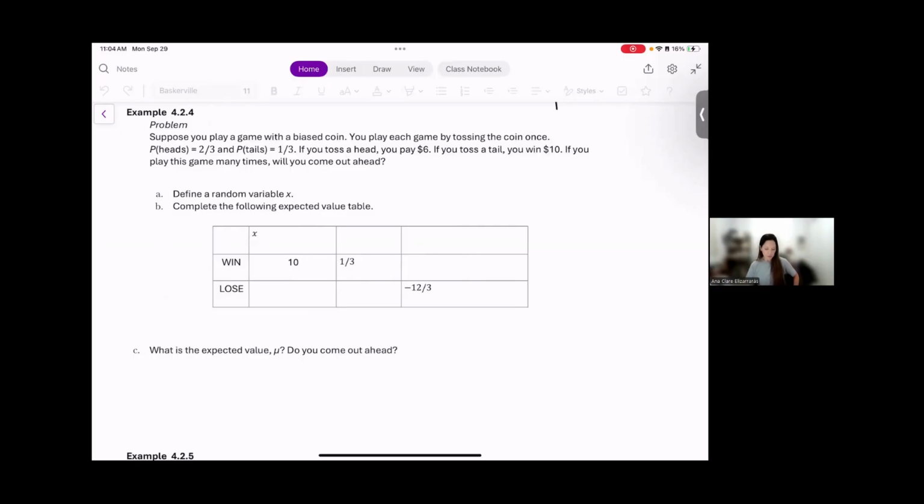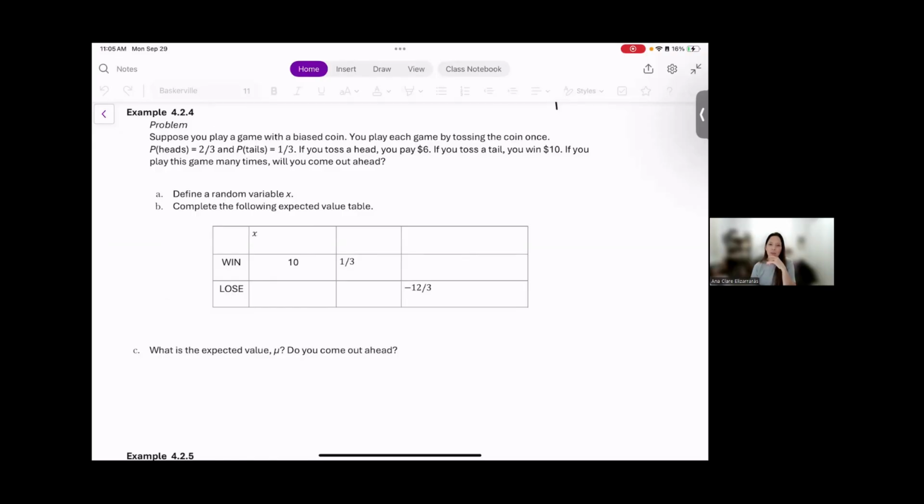For this example, suppose we're playing a game with a biased coin. What that means for a biased coin is that when you flip the coin, it's not equally likely to be heads and tails. Right now, you play each game by tossing the coin once, and the probability of heads is actually 2/3. So you're more likely to land on heads than tails.